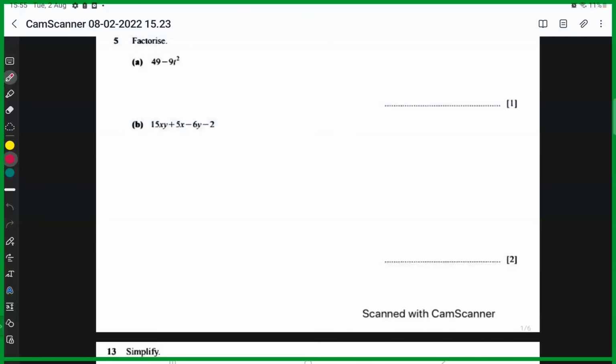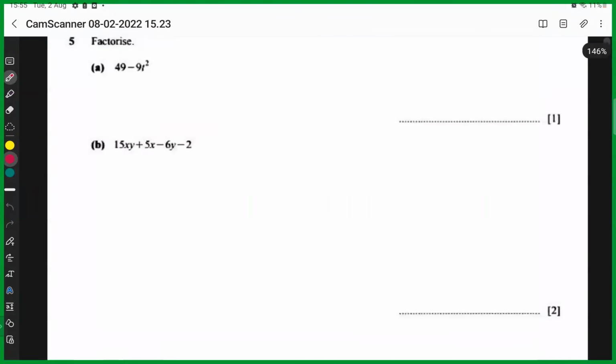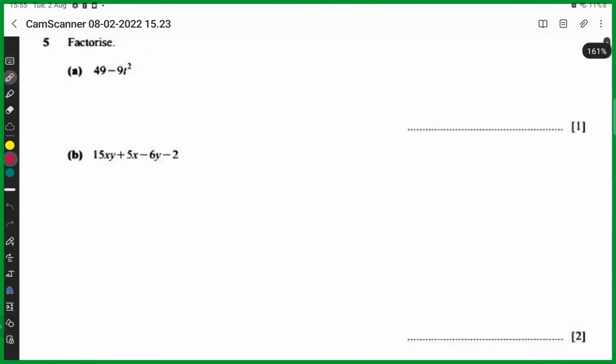Okay. Let's talk about some past paper questions. These are basically homework questions. Some of you were able to do them, but some of you were not able to do it. Anyways, let's get started.